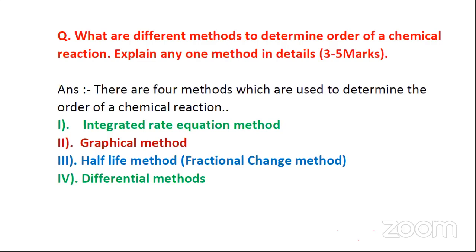In the next lecture, we are going to see the different methods to determine the order of a chemical reaction. Explain any one method in detail: this question is asked for 3 to 5 marks. There are 4 different methods used to determine the order of a chemical reaction: integrated rate equation method, second graphical method, third half-life method or fractional change method, and last differential method. So in the next lecture we are going to see this.